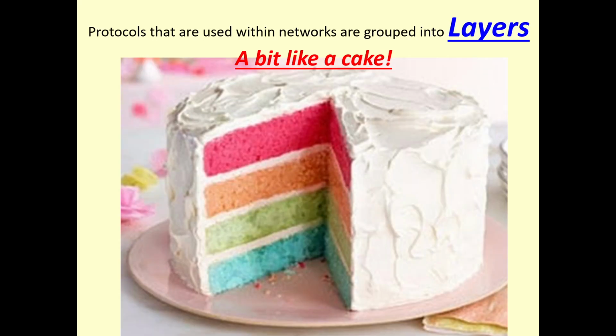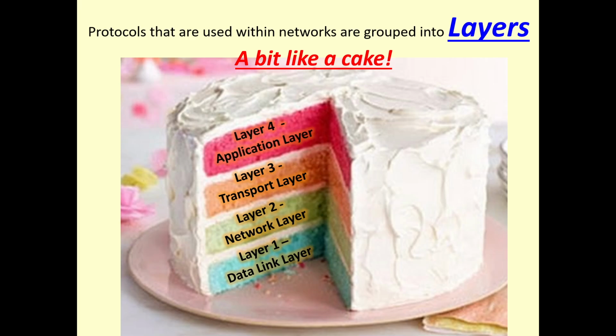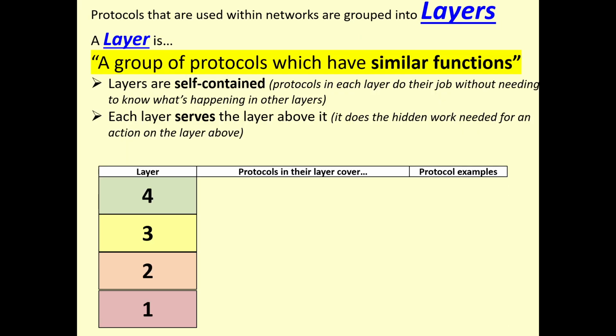All those protocols are organized into layers. There are different layers, a bit like a cake. There are different versions of this, but just be aware, generally there's kind of 4 layers that they can be organized into. Data link, network, transport, and application. So a layer is a group of protocols, more than one, that have similar functions or similar jobs. So they're organized into what they basically do. Each layer is self-contained. So it does its job without needing to know what other layers are doing. They work on their own. And each layer serves the layer above it.